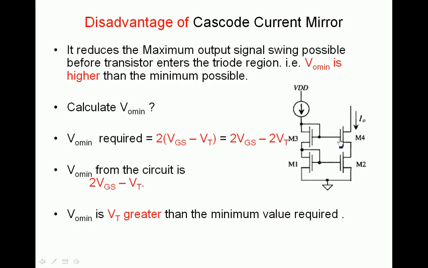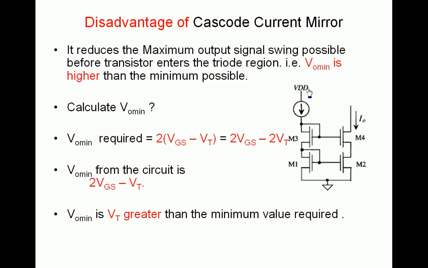From the circuit we will identify how much is going to be the V0 minimum. This is V0 minimum ideal, that is required for this circuit. This amount is sufficient to keep M2 and M4 transistors in saturation. But what is the actual amount in this circuit? So if you are looking at this node, that is the gate voltage of M4, the gate voltage of M4 can be written by going through the left hand side. This is VGS3 plus VGS1, that is nothing but 2 times of VGS, as we are assuming all transistors are identical.